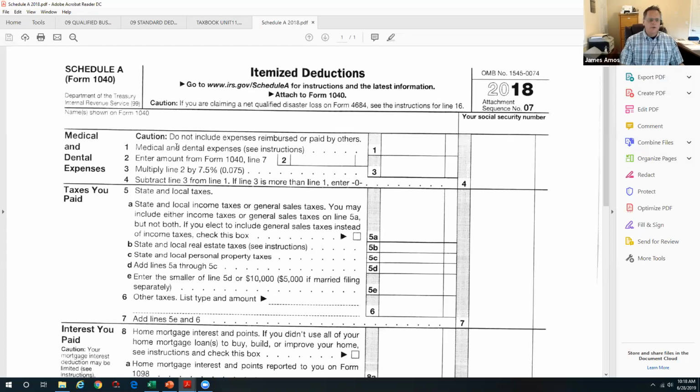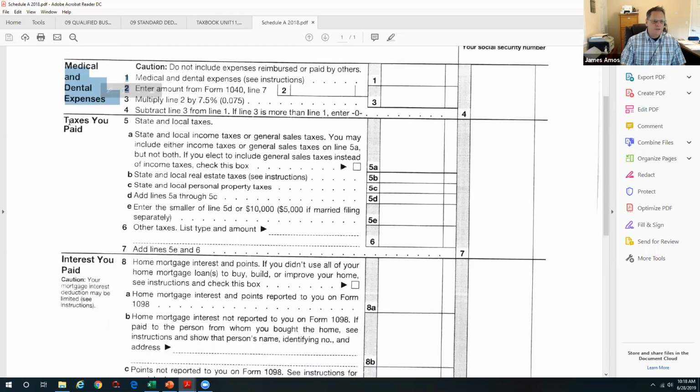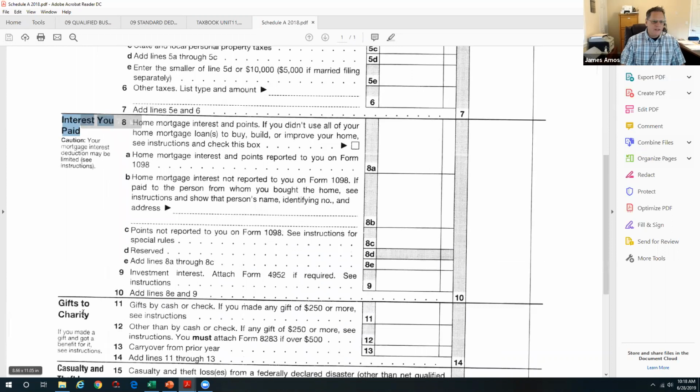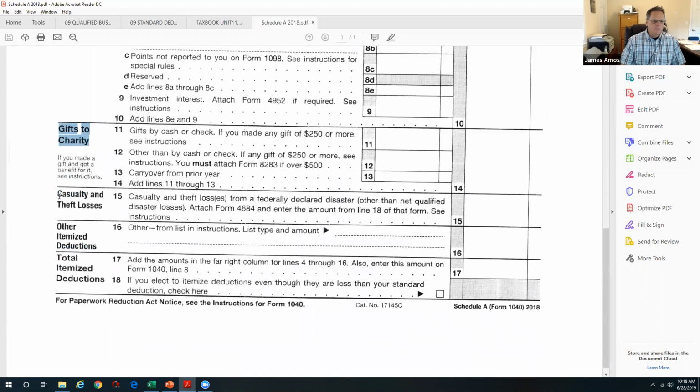Now, you recall that we did an overview of the Schedule A to start last session. We have medical and dental expenses as a major section. We have taxes paid. Then we have interest you paid. And then we have gifts to charity. Those are the ones that we're going to focus on today. Do remember that we discussed casualty and theft losses starting in 2018.